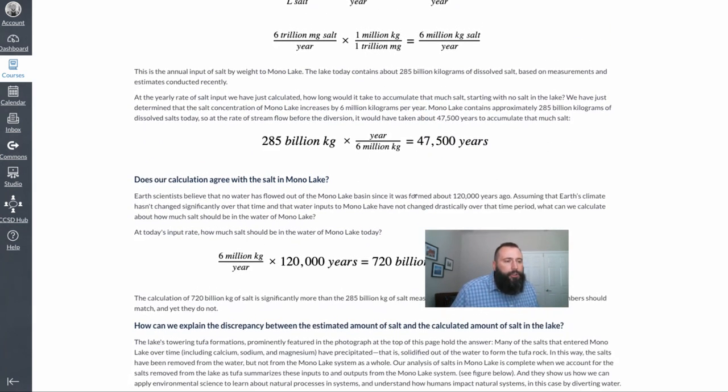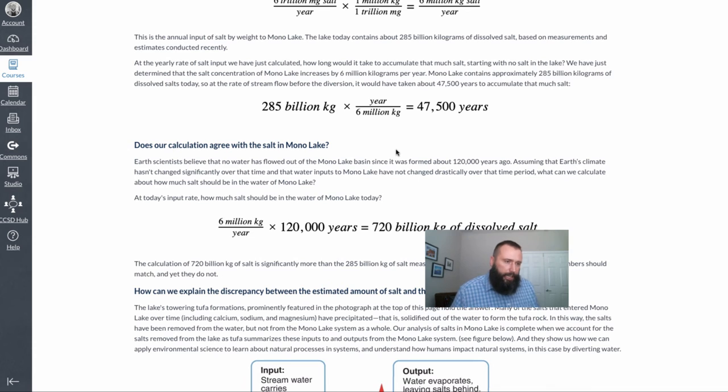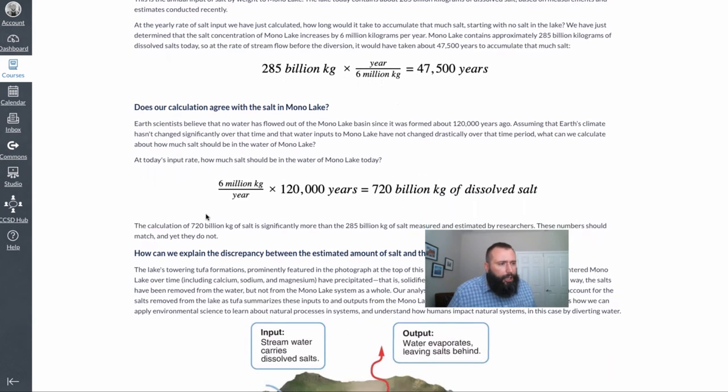And then this is the major thing that we're looking at here. Based off of the concentration of the lake, which is about 81 grams of salt per 1 liter, it should be about 285 billion kilograms of salt within Mono Lake, right, based off of estimates. But take a look.